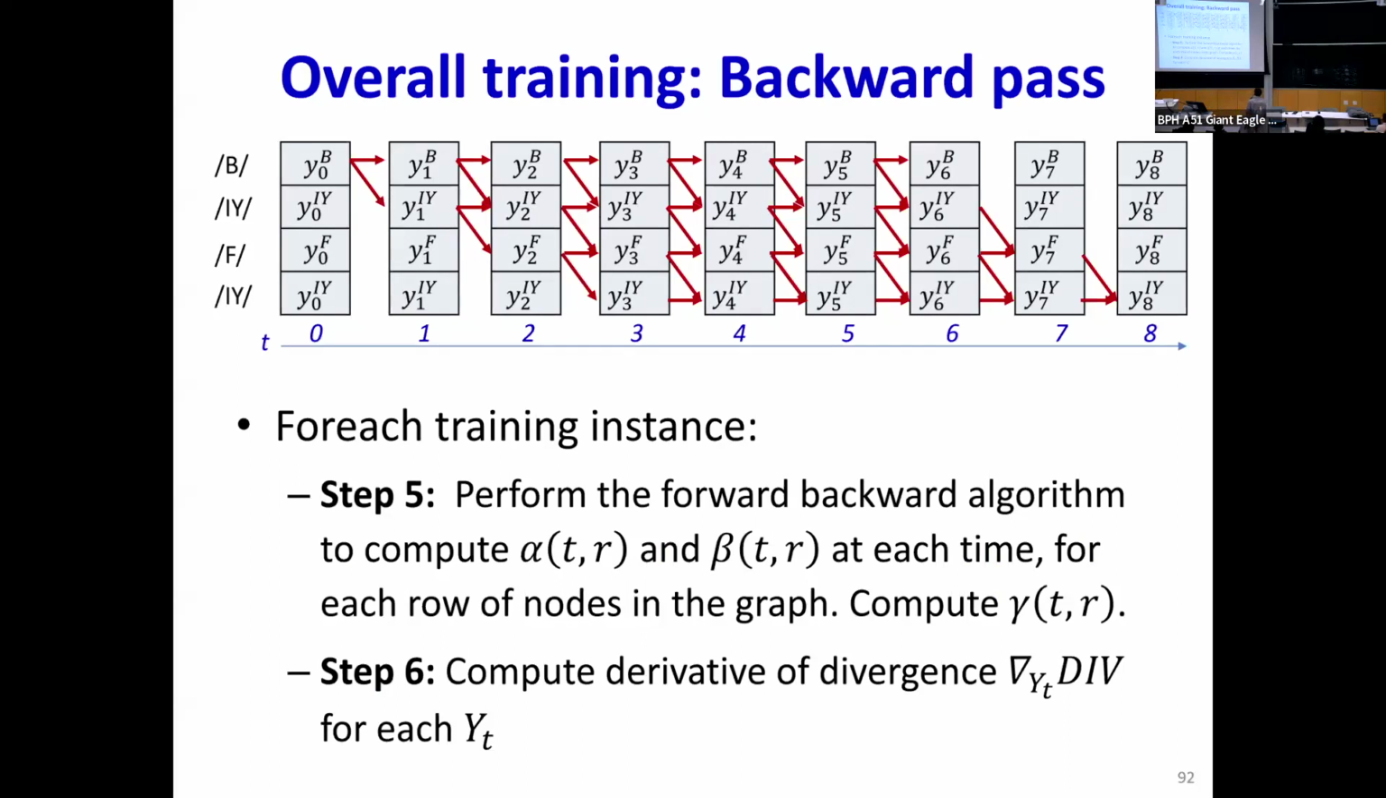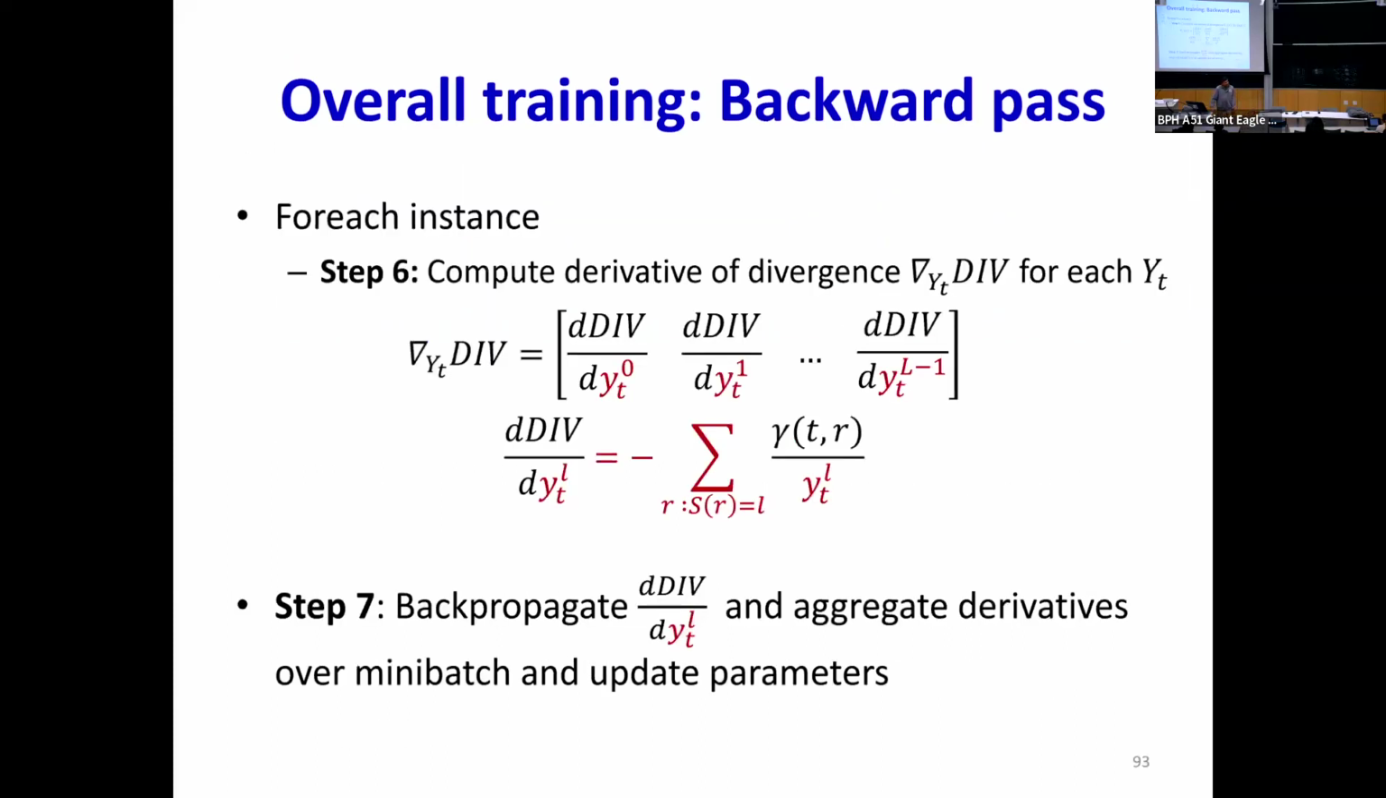And then once I've computed the gamma, then minus gamma divided by y gives me the derivatives. So this gives me the derivative of the divergence with respect to the output of the network. That can now be backpropagated using standard backprop rules to train the rest of the network. That make sense to all of you?